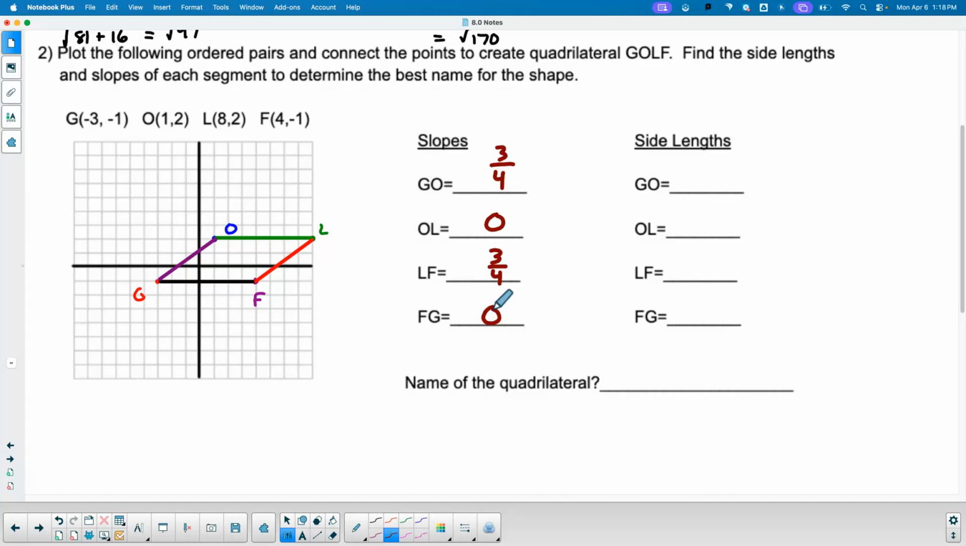The opposite sides are parallel and they're equal, right? Okay. So we need to find the distance of every side. Well, 1, 2, 3, 4, 5, 6, 7. OL is 7 because it's horizontal. We can just count it. GF is 7 also. Okay. So that's helping.